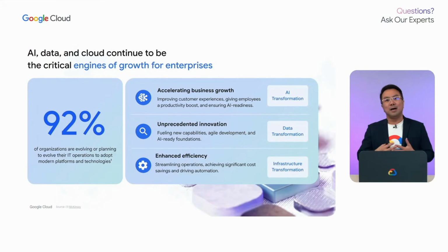AI is actually at the heart of all this transformation. 92% of organizations are currently evolving all their IT operations to adopt modern platforms and technology. Whether you are streamlining your operations for efficiency or chasing after innovation to boost your productivity, the destination is all the same. We're all building towards an AI-ready foundation. All these innovations are about driving sustained competitive advantage, capturing new market opportunities, and accelerating your data-driven decisions.